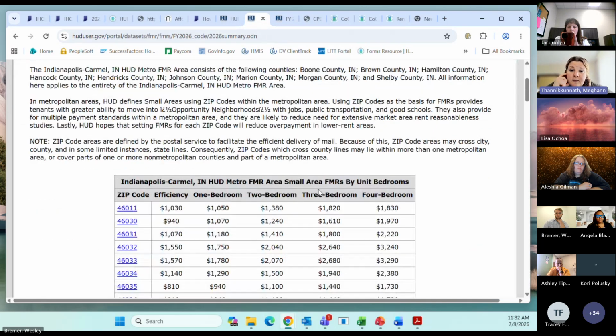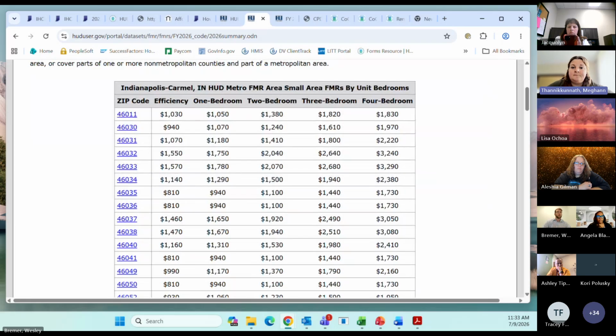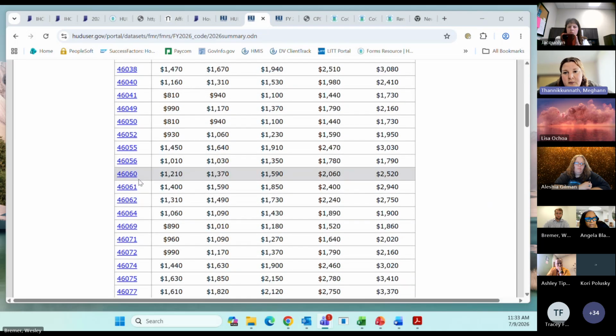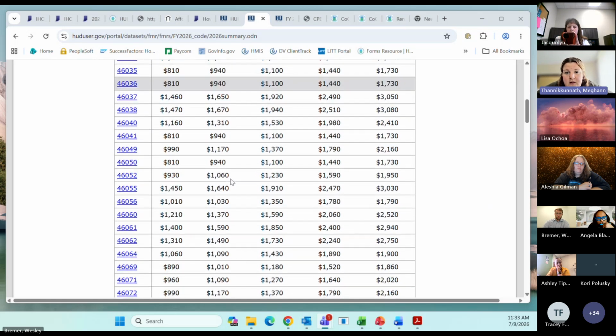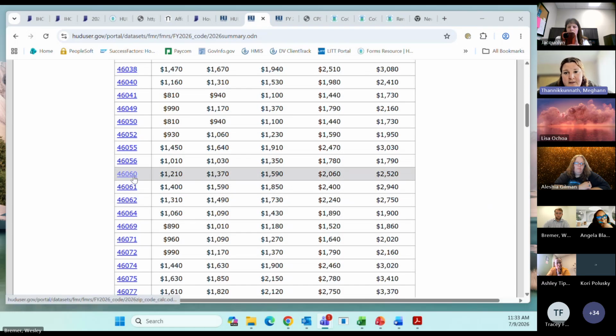So the SAFMRs, you're going to find it the same way. And we're going to use the Indianapolis-Carmel Metro again. I'll hand it over to Wes because this kind of goes back to his Noblesville example. It will actually break the FMR down by zip code. So if you hear the phrase SAFMR or small area FMR, this is what we're referring to. It's not available for all counties or all regions, but for those that it is available for, you are able to use that.